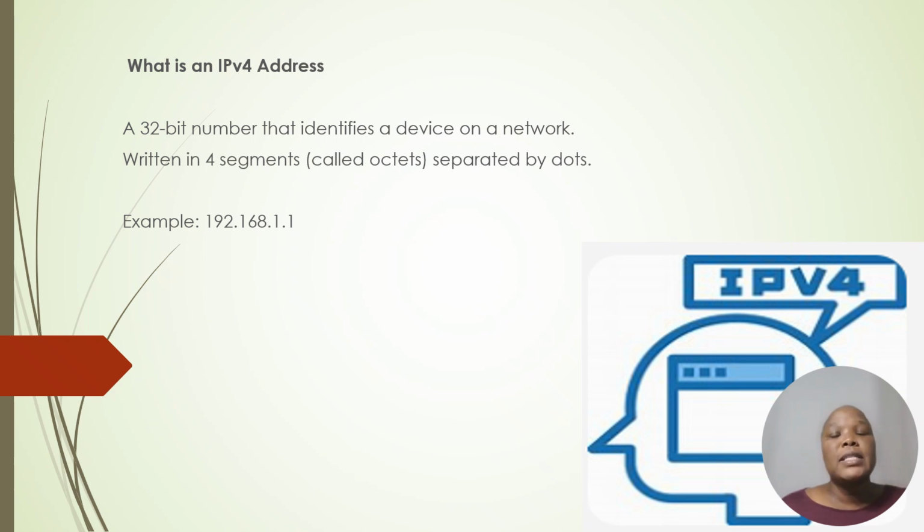IPv4 stands for Internet Protocol version 4. It's one of the main systems that help identify devices on a network. Think of it as the version of internet language that most devices still use today. Each IPv4 address is made up of 32 bits, and these are tiny pieces of data that can be either a 0 or a 1.